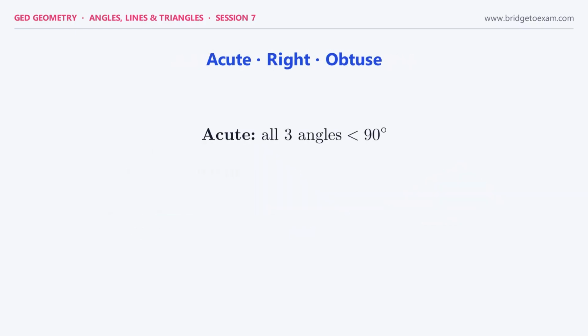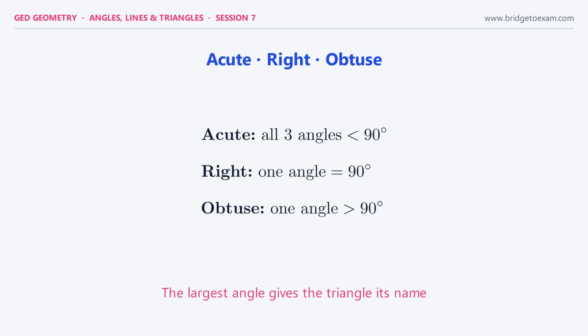Here are the three types side by side. An acute triangle has all three angles less than 90 degrees. Every corner is sharp. A right triangle has exactly one angle that equals 90 degrees, marked with a small square. And an obtuse triangle has one angle greater than 90 degrees, one wide open corner. Notice the pattern. It's the largest angle that gives the triangle its name.